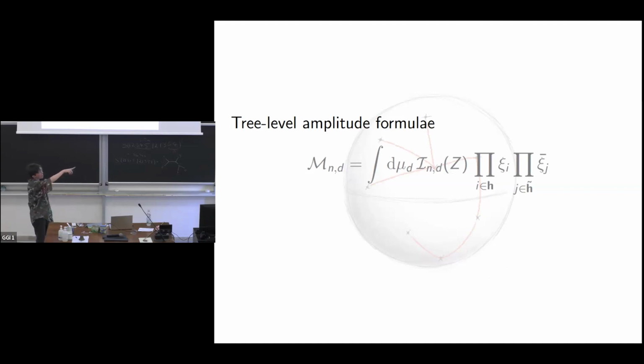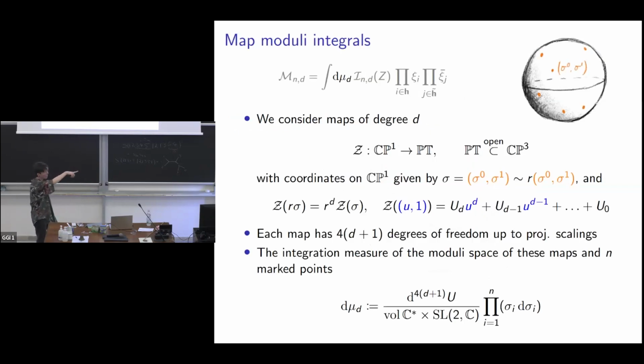So I'll just be going through every element of this kind of formula. This is the general form of our amplitudes. We consider maps of degree D that go from CP1 to twistor space. What I mean by degree D is that if you look at the scaling with respect to the projective parameter on CP1, then these maps go as R to the D, or equivalently, you can encode them in terms of a polynomial, like if you're on this patch, a degree D polynomial.